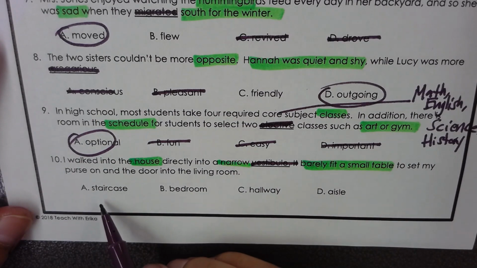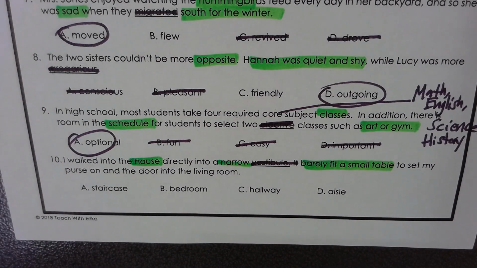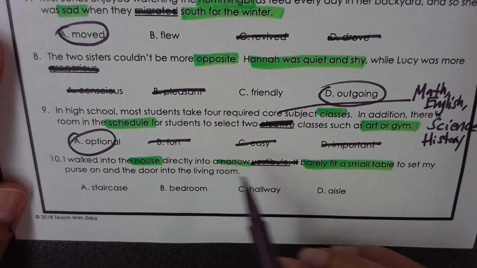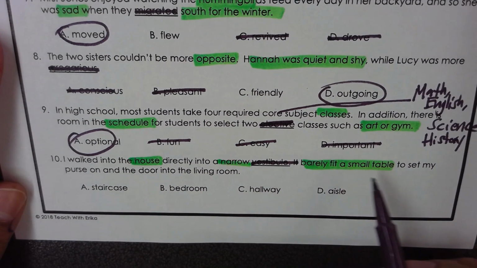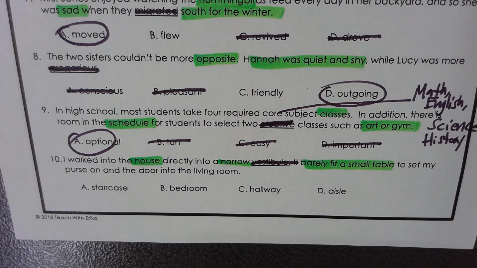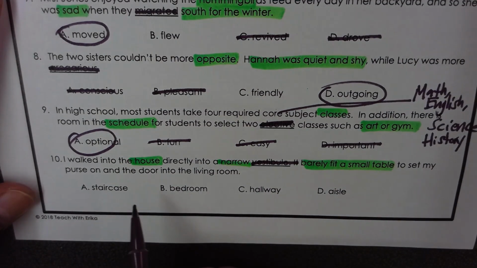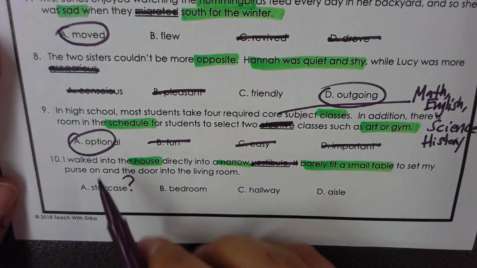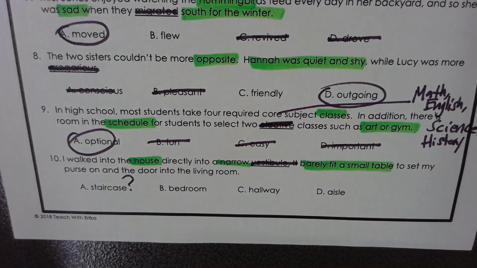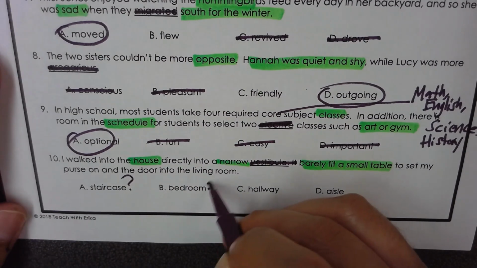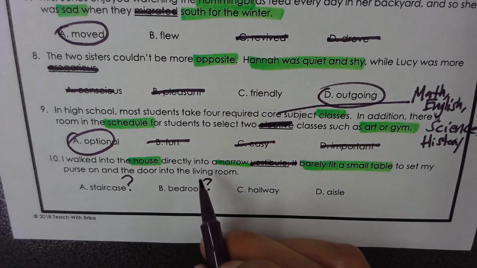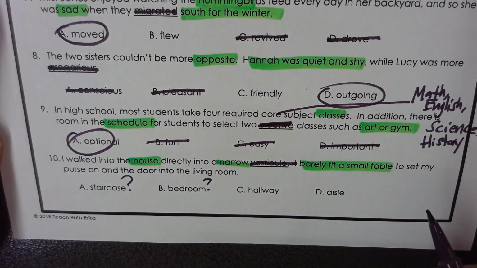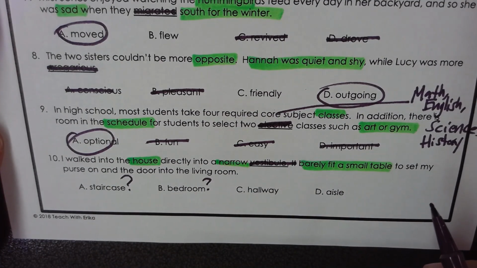So let's plug in staircase, bedroom, hallway, or aisle. I walked into the house directly into a narrow staircase. It barely fit a small table to set my purse on, and the door into the living room. So when you walk in, it could either be staircase or bedroom. I walked into the house directly into a narrow, meaning small, bedroom. It barely fit a small table to set my purse on, and the door into the living room. Hallway. I walked into the house directly into a narrow hallway. It barely fit a small table to set my purse on, and the door into the living room.